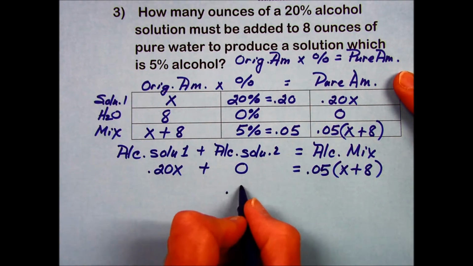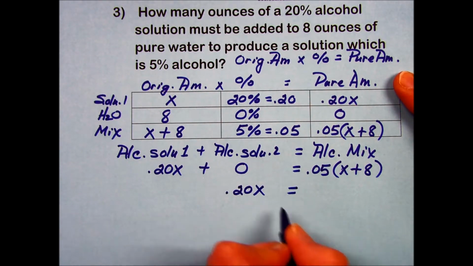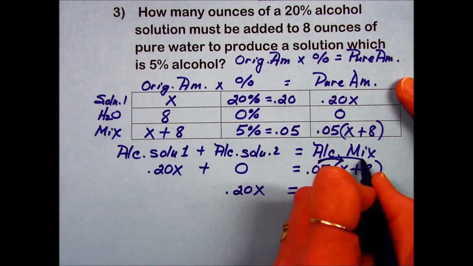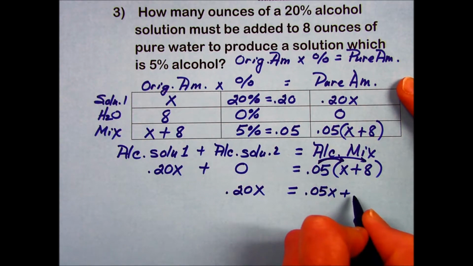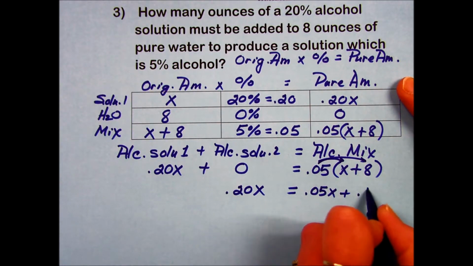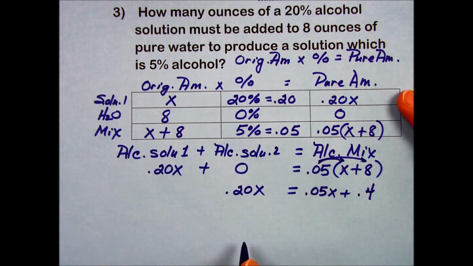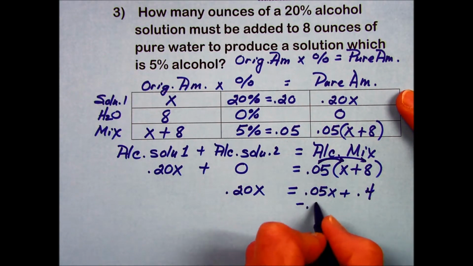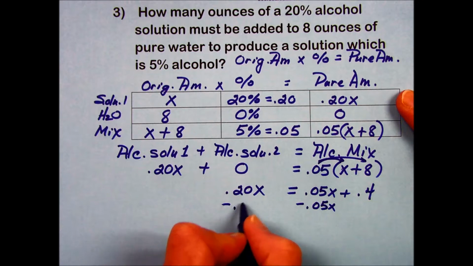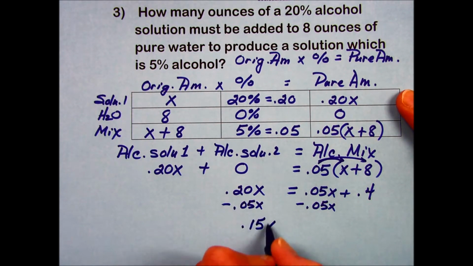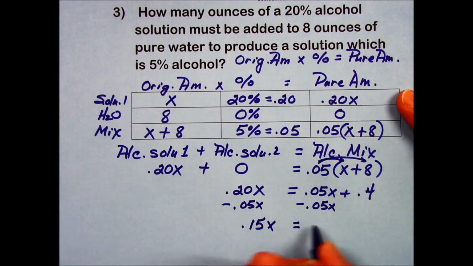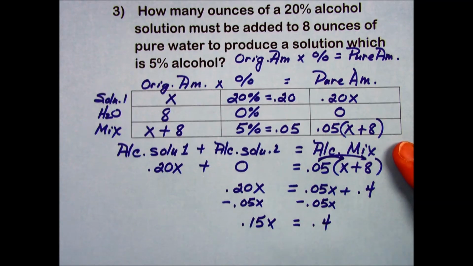Simplifying on the left-hand side, of course, adding a 0 to anything results in that value. On the right-hand side, we need to do a distributive property, so we end up with 0.05x, and 0.05 times 8 is 0.4. We have a variable on both sides, so our next step is to subtract the smaller of the two to get the variable on one side, resulting in 0.15x is equal to just the 0.4 because the x's cancel out.